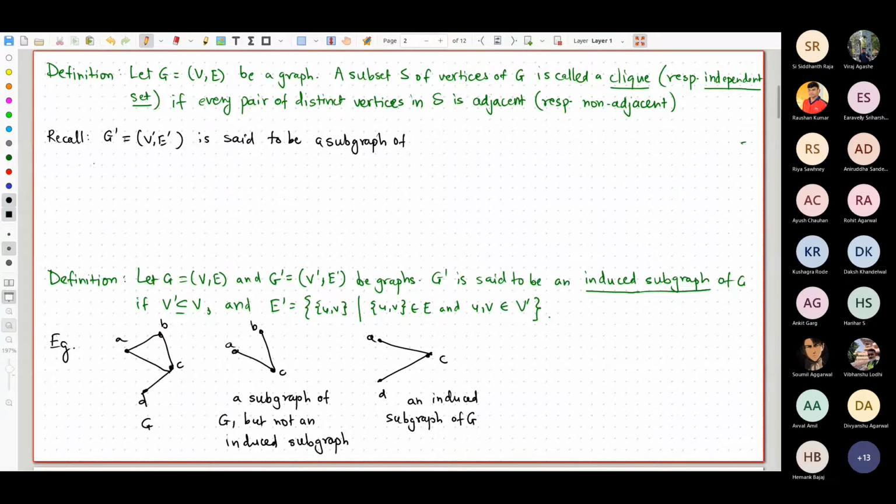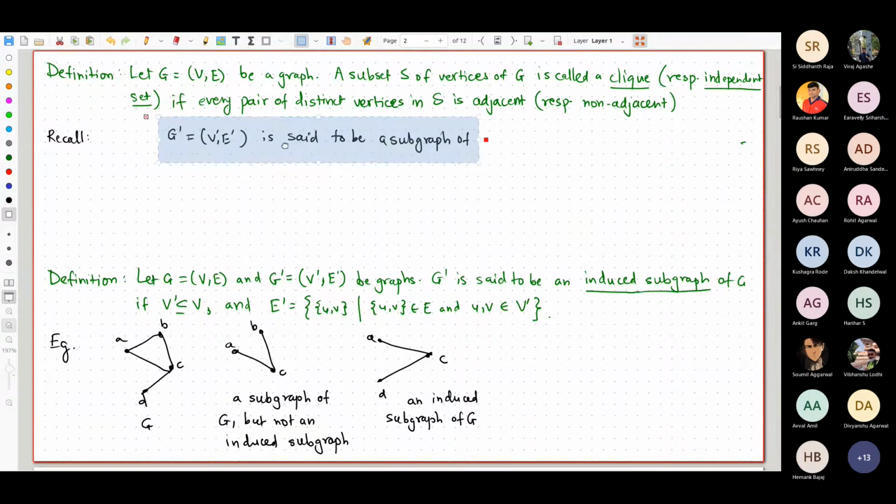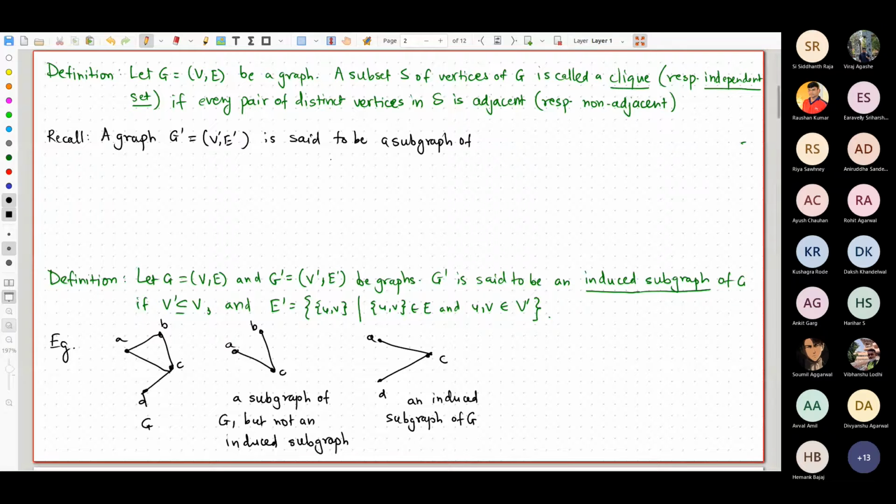Okay. So a graph, maybe I should put it this way. A graph G prime equal to (V prime, E prime) is said to be a subgraph of a graph G equal to (V, E).